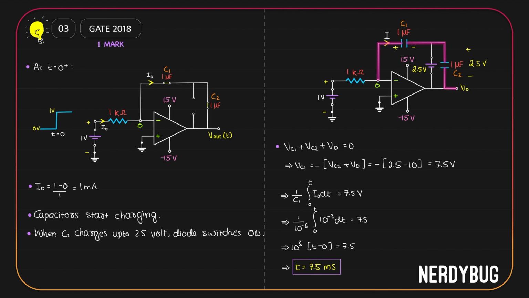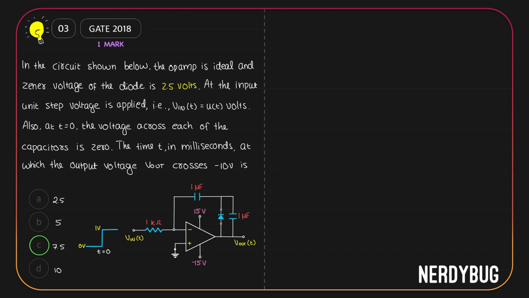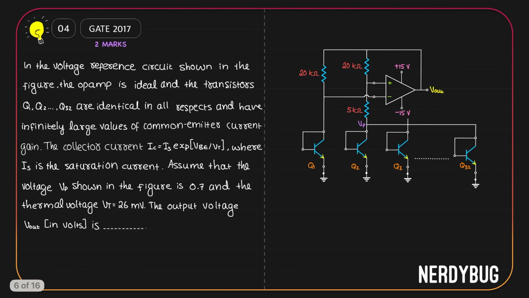The output voltage will become minus 10 volt at t equals 7.5 millisecond. Option C is the correct answer. Let us see the next problem.